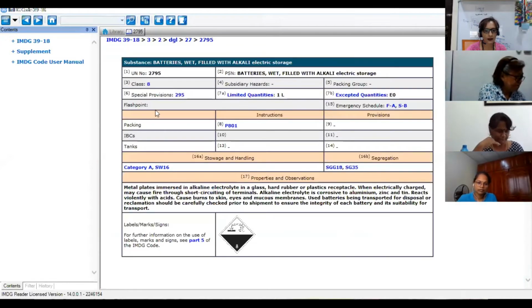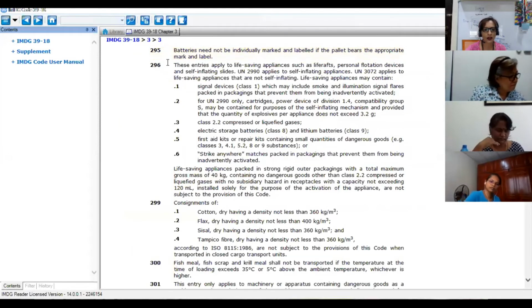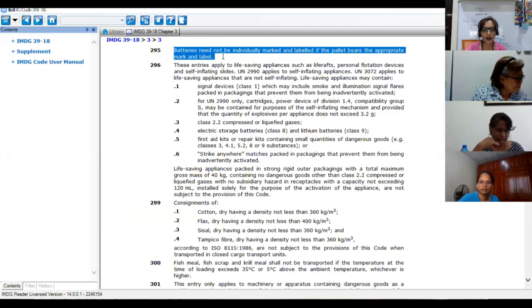Yep. Okay, so here there is no provision, because you're just sticking the class 8 symbol. That is sufficient because this is not a lithium battery. And then if you click SP295, see, the batteries need not be individually marked and labeled if the pellet bears the appropriate mark and label.